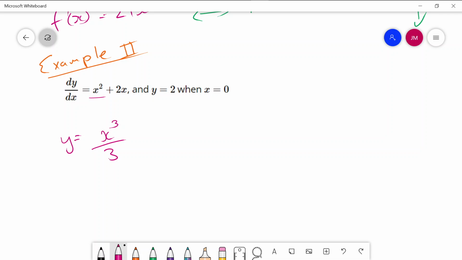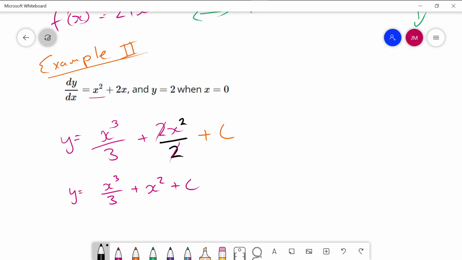So x cubed on 3, and 2x, let's just write 2x first. I'm going to raise my power up. At the moment it's x to the power 1, so I'm going to raise it up to the power of 2 and divide by my new power. Then plus c out the end. So let's tidy this up a bit. I'd have y equals x cubed on 3 plus, and the 2's will cancel off, plus x squared plus c.